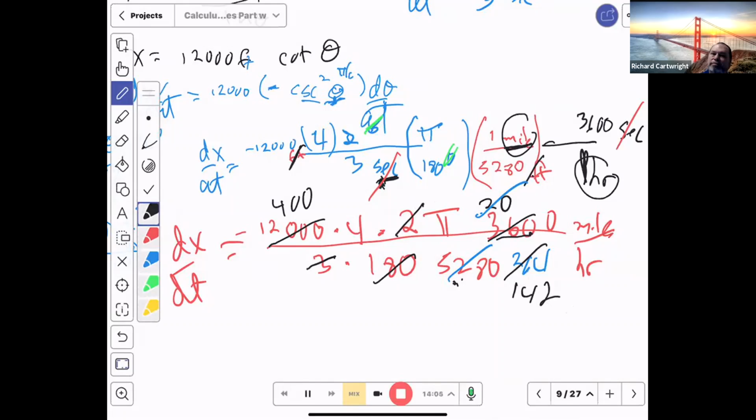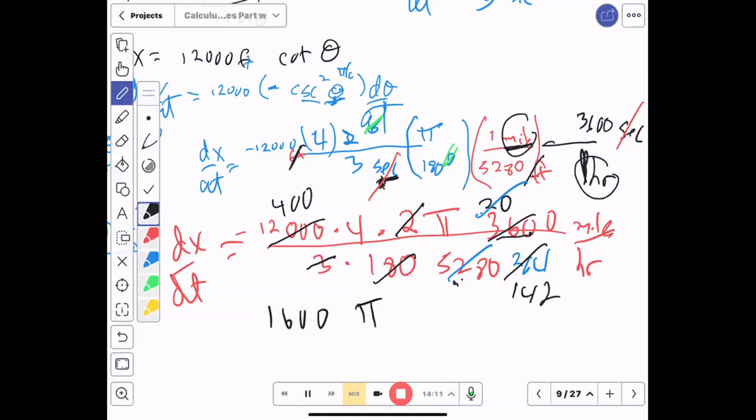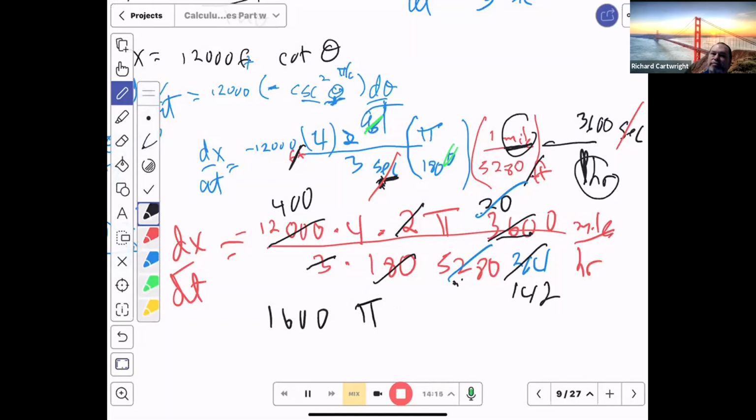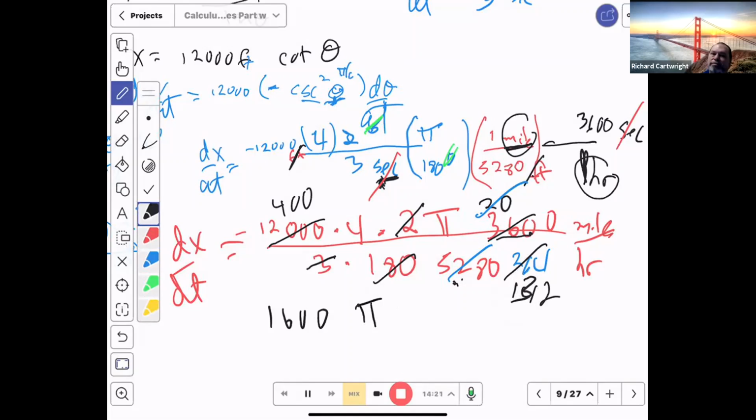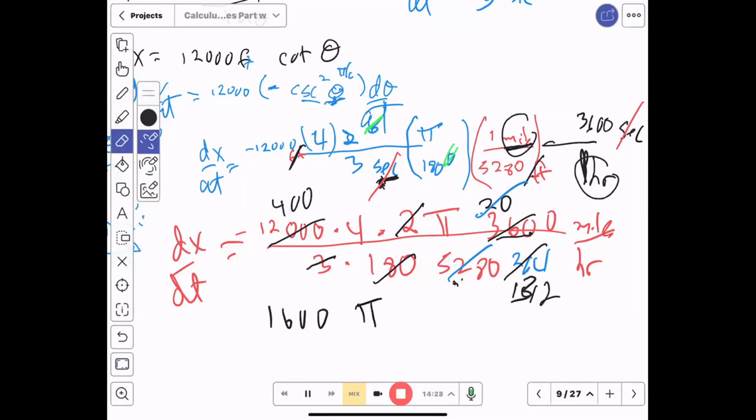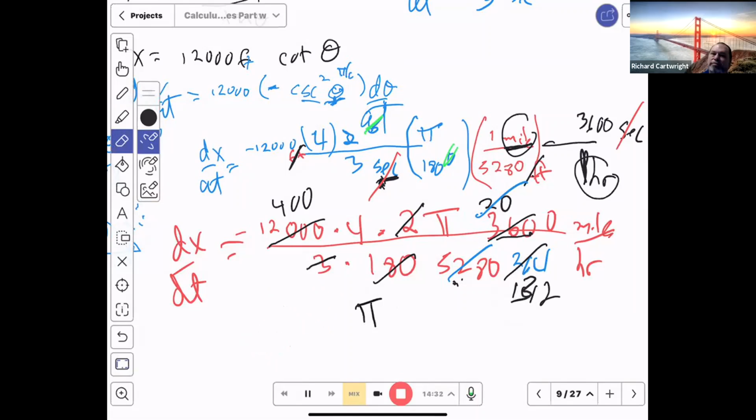Okay, let's see what we got. 400 times 4, 1600, pi. Sir, isn't it 132, not 142? Oh, I don't know. You're probably right. 132. Thank you. Does 4 go into that one? Oh, 4 does go into 132 then. Let me erase what I wrote. Who just helped me right now? Elena. Elena, thank you.